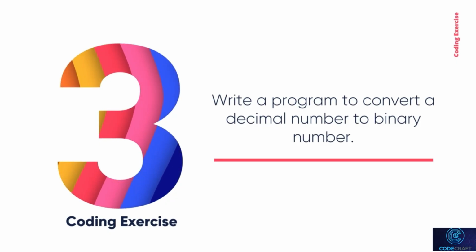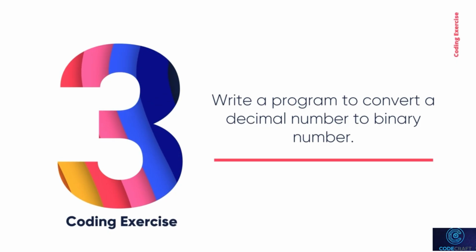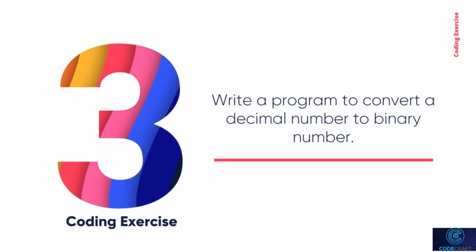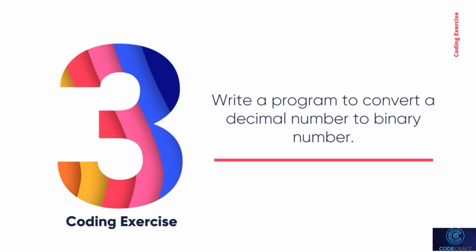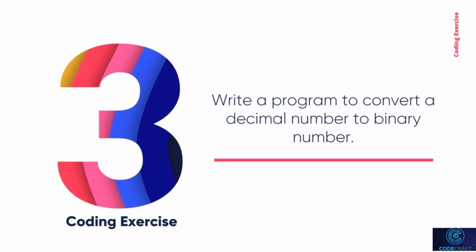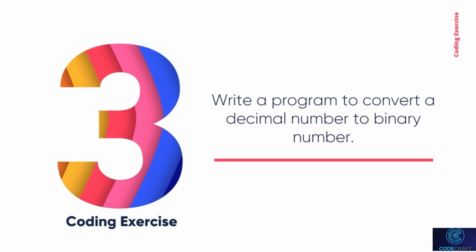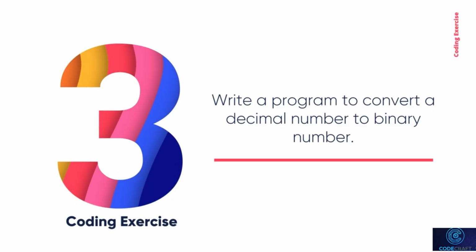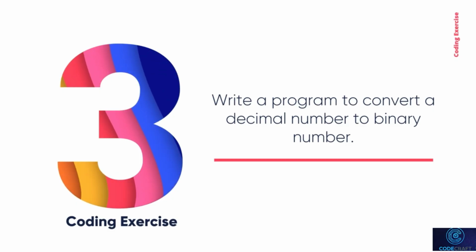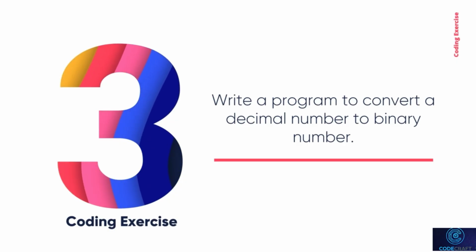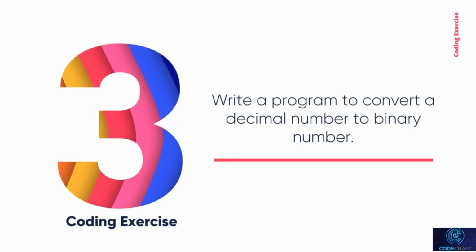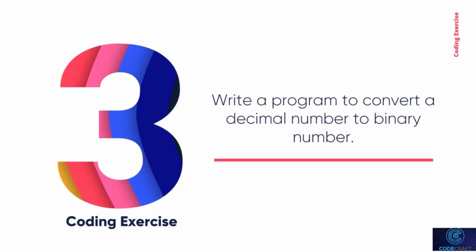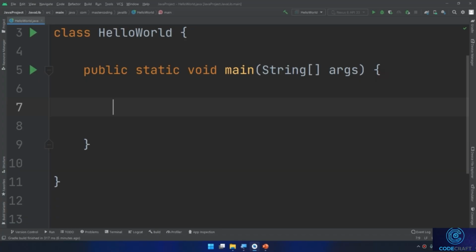For example, if you input the decimal number 5, it will give you a result of 1, 0, 1. So the decimal is 5, and the binary is 101. Let's jump into the IDE, but first, please pause the video and think about how to solve this problem. I hope you solve it well.